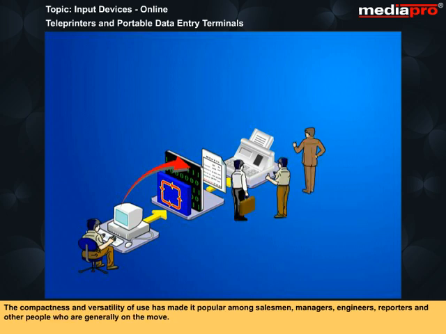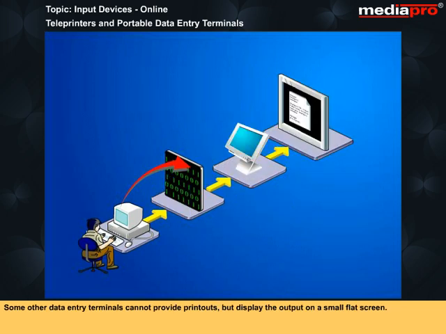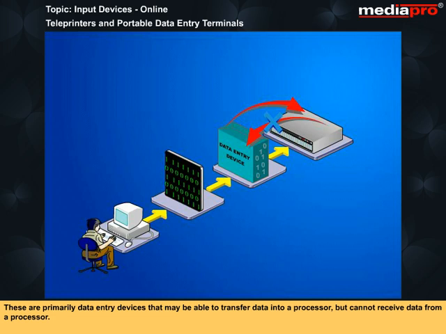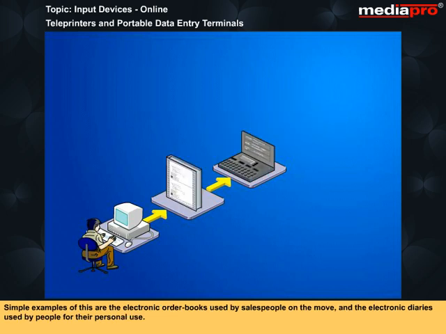The compactness and versatility of use has made it popular amongst salesmen, managers, engineers, reporters, and other people who are generally on the move. Some other data entry terminals cannot provide printouts but display the output on a small flat screen. These are primarily data entry devices that may be able to transfer data into a processor but cannot receive data from a processor. Simple examples of this are the electronic order books used by salespeople on the move and the electronic diaries used by people for their personal use.